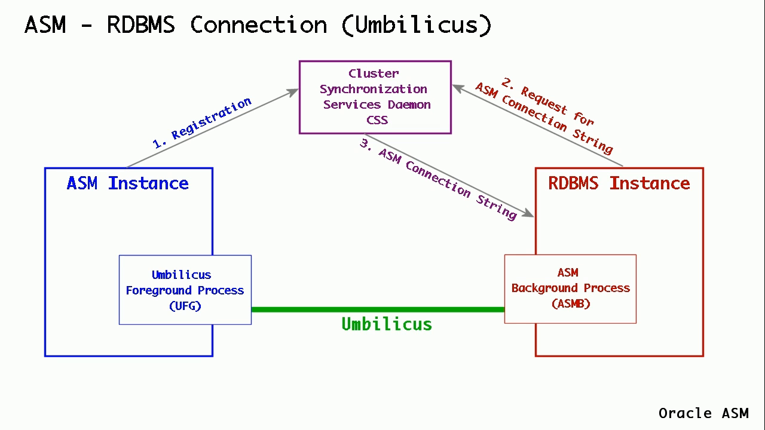Umbilicus remains open as long as the database instance has ASM files open. Database and ASM communicate via umbilicus, and it is critical to maintain this connection. ASM background process, ASMB, remains active as long as ASM files are open. When all ASM files are closed by the database instance, ASM background process, ASMB, also exits.